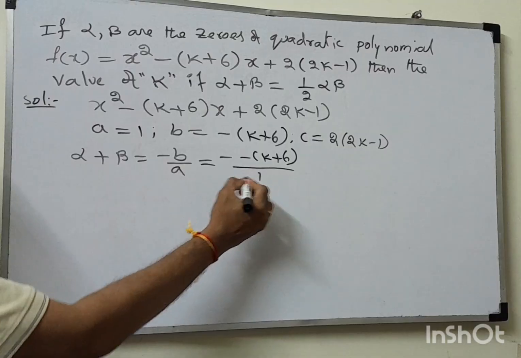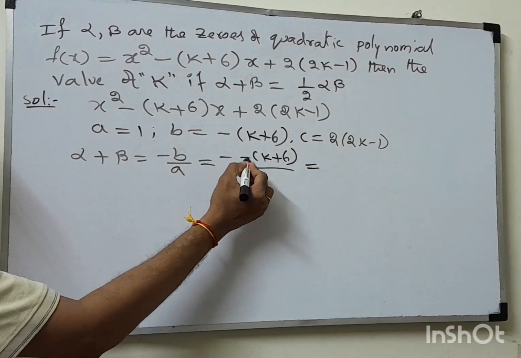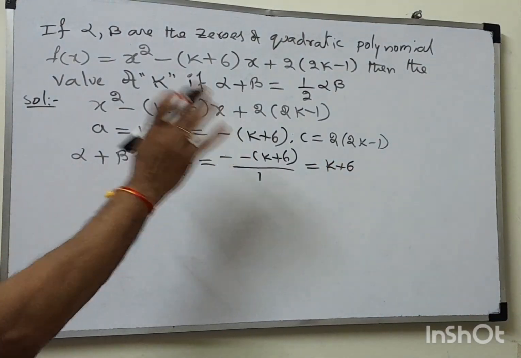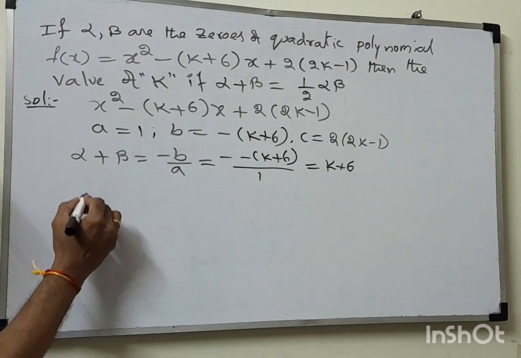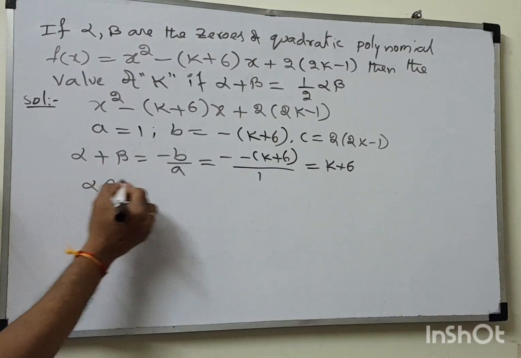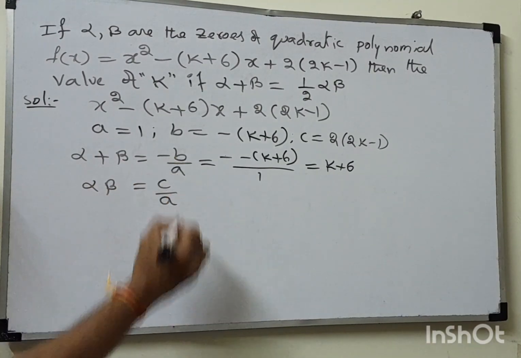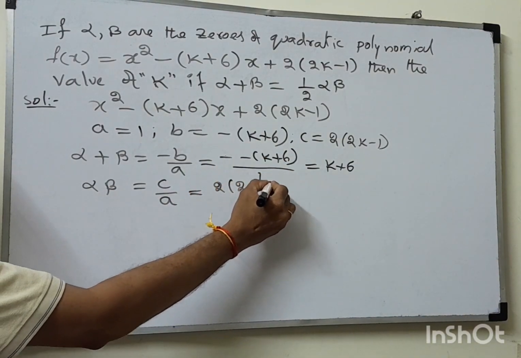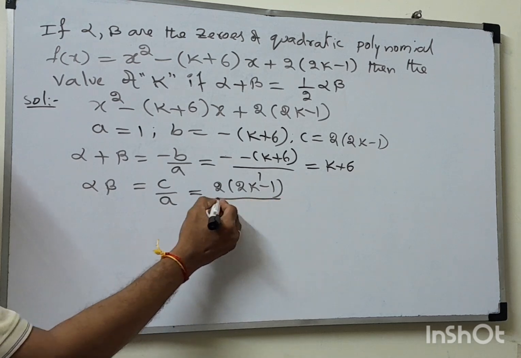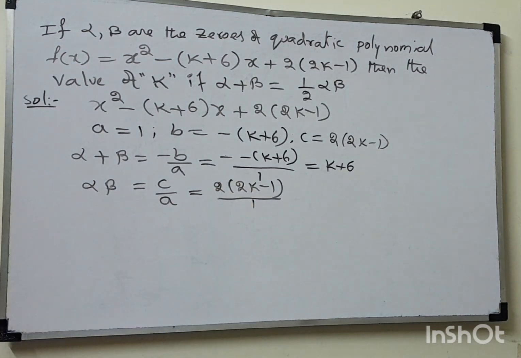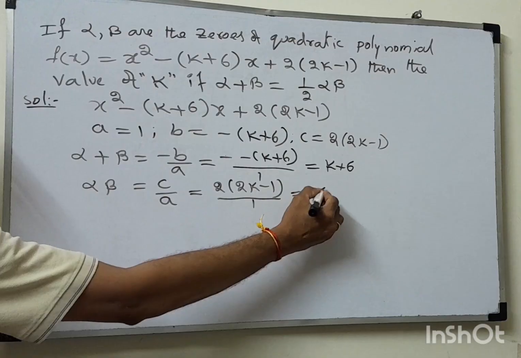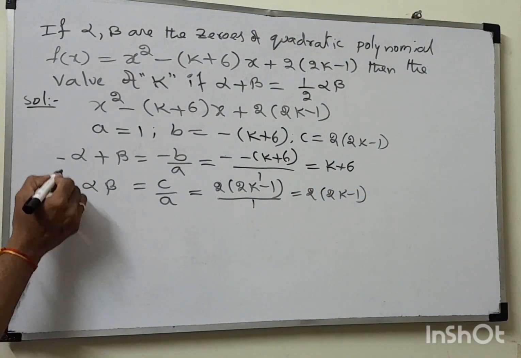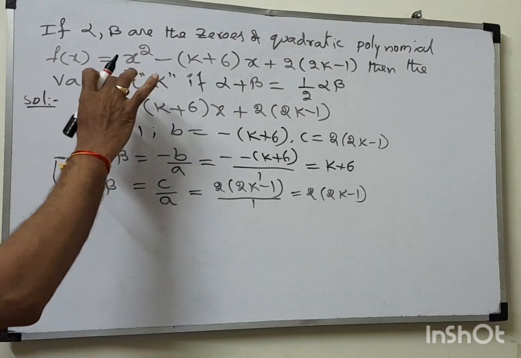You substitute the b value, that is minus of minus k plus 6 by a. A is how much? 1. This minus becomes plus, that becomes k plus 6. So alpha plus beta equals k plus 6. Then the product of these zeros, alpha beta, equals c over a. C is 2 into 2k minus 1, and a is equal to 1. That equals 2 into 2k minus 1. So now these are the two things we can get from the given equation.